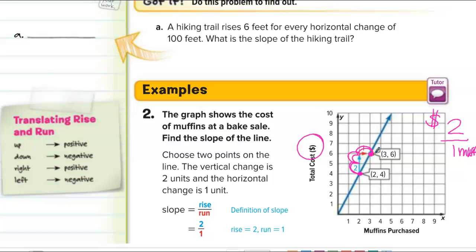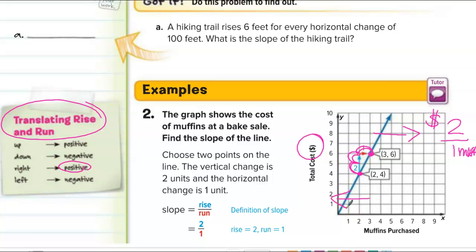Translating the rise and the run. If you go up, do you think that's positive or negative? Positive. If I go down, that's negative. If I go to the right, positive or negative? Positive. What about if I was going to the left? Negative. So up is positive, right is positive, down is negative, left is negative. Questions?